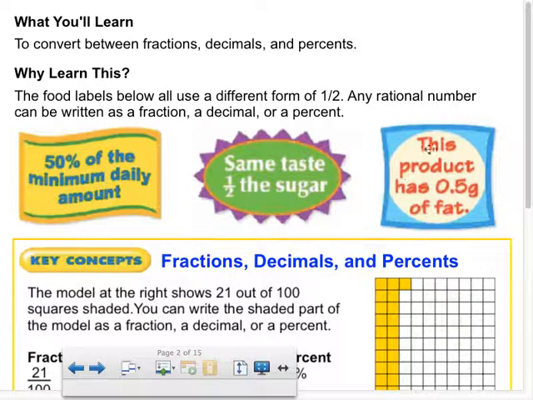Now, the product has 5/10 of a gram of fat. So this is the decimal value. 5/10 is a way to say half of something, half of a gram in this case. Okay, yes. Now here's the key concept.